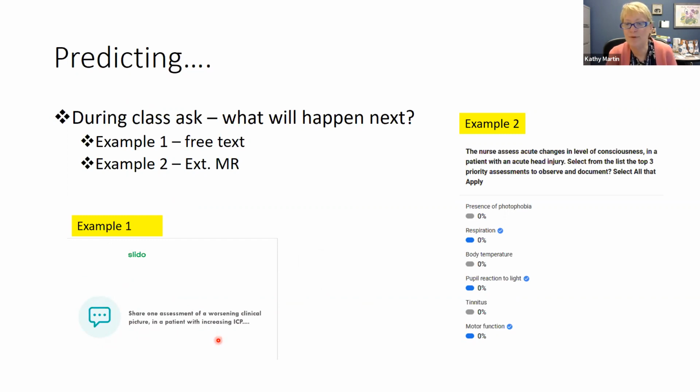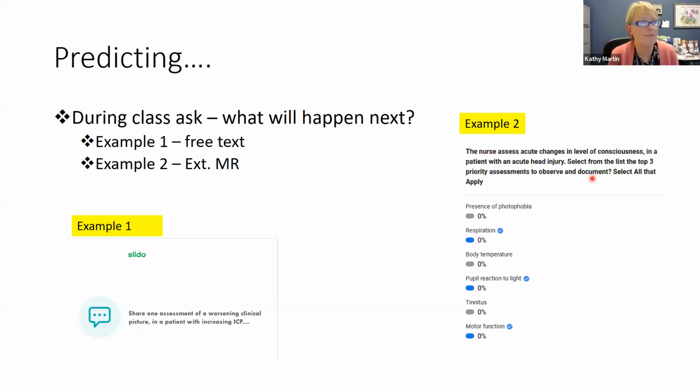So example 1 provided students with an opportunity to just do free text. So free text ideas, engaging with their imagination. It's more relaxing. Share 1 assessment. I had just discussed the content related to assessing a patient with increasing intracranial pressure. So just free text, give me something that you would assess. So this is not specifically NGN, but just kind of led up to example number 2. That was a little bit more detailed and a little bit more difficult.